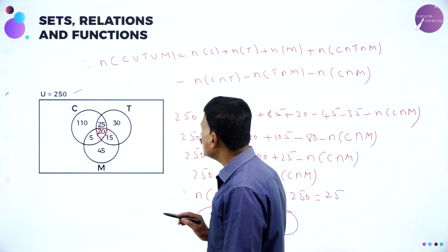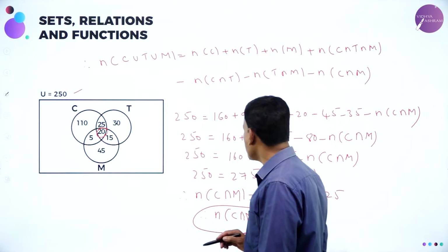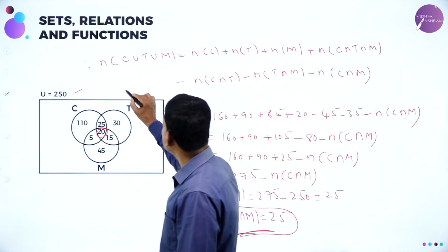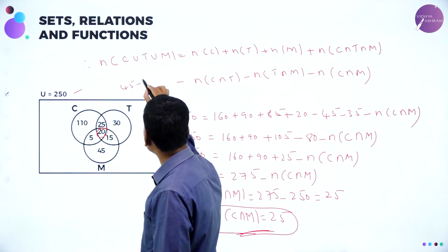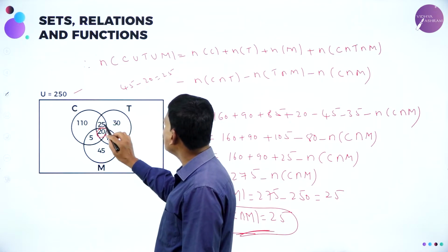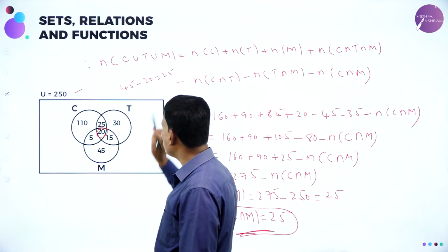Right. Then let us write down the common. So what is the common? Number of people who will take coffee and tea is 45. So in 45 already common are 20, that's equal to 25. So the number of people who will take coffee and tea is 25 plus 20 is 45.